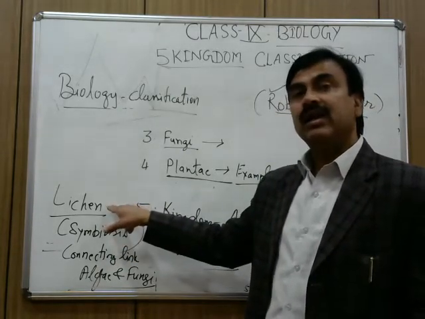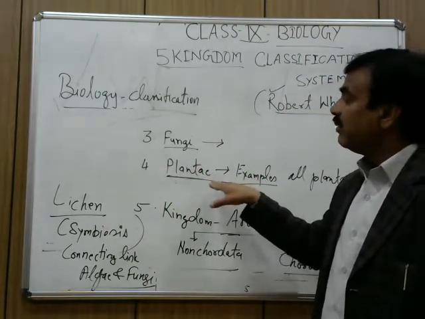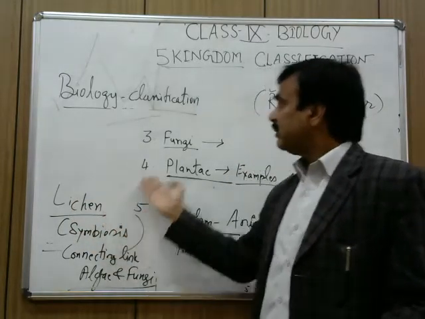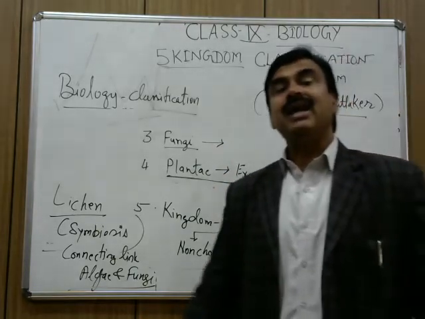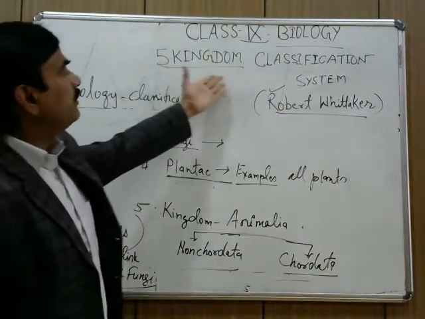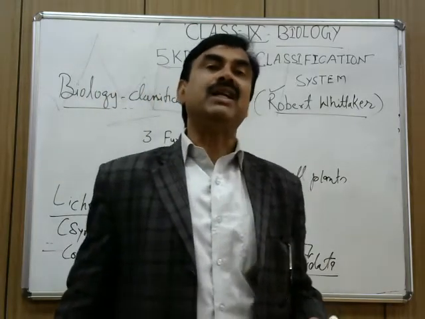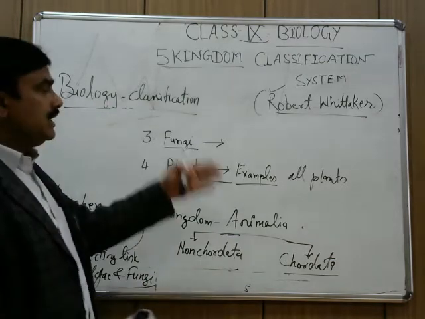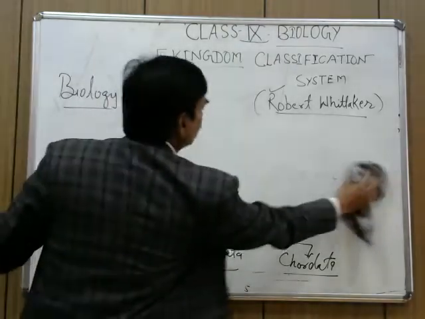I am not giving it a position among the fungi or the plants, but it has a separate place. It is not kept in the fungi, it is not kept in the algae. It is a connecting link between algae and fungi. So that was the five kingdom division system. In this lecture I explained the five kingdom division system, and you have to remember the examples of each group and the names of the kingdoms.